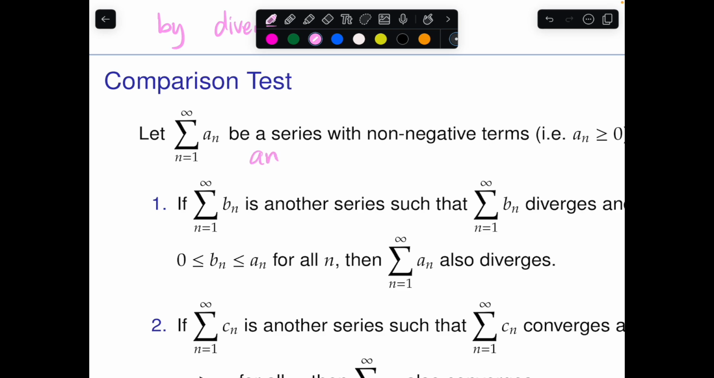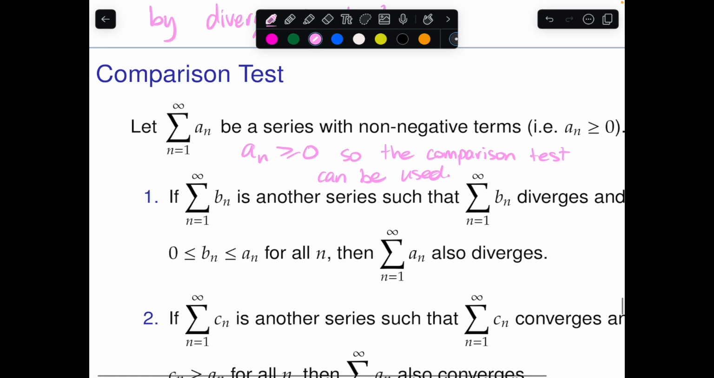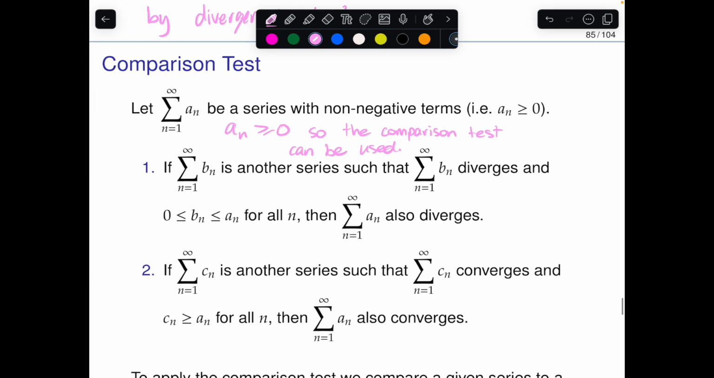You'd write this, obviously, instead of a_n, you would write whatever the function actually is. And then you say, so the comparison test can be used, or something along those lines. You can just paraphrase that. But you do need to show that you've checked that the function is always going to be greater than or equal to 0.